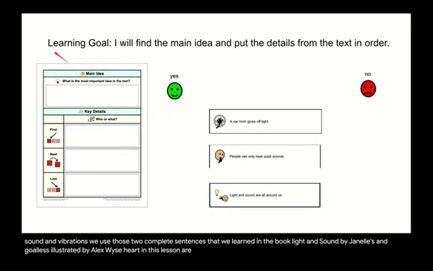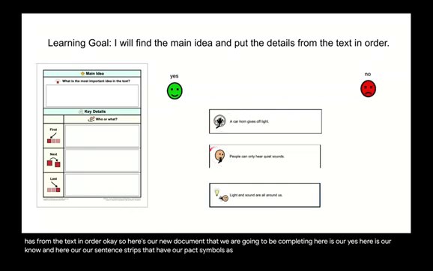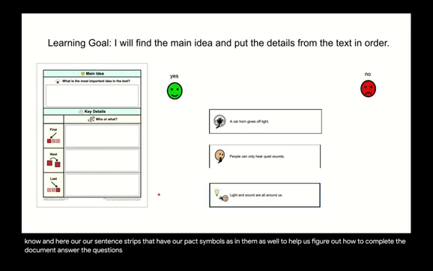In this lesson, our learning goal is: I will find the main idea and put the ideas from the text in order, okay? So here's our new document that we are going to be completing. Here is our yes, here is our no, and here are our sentence strips that have our peck symbols in them as well to help us figure out how to complete the document and answer the questions. All right, so the first thing we're going to do is focus on the main idea.